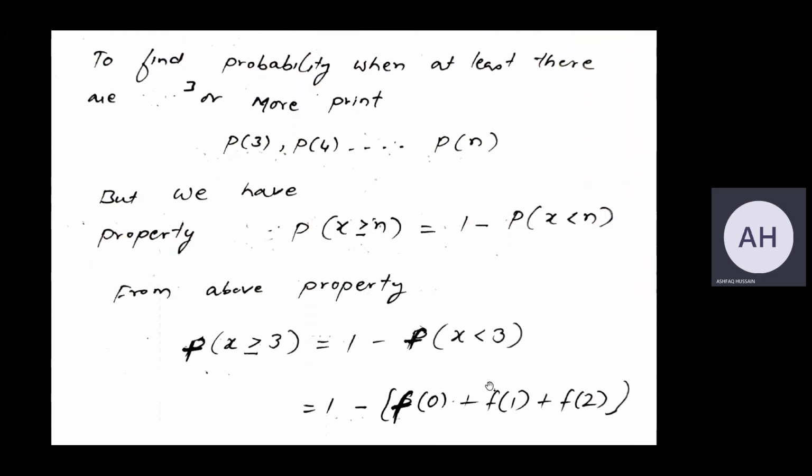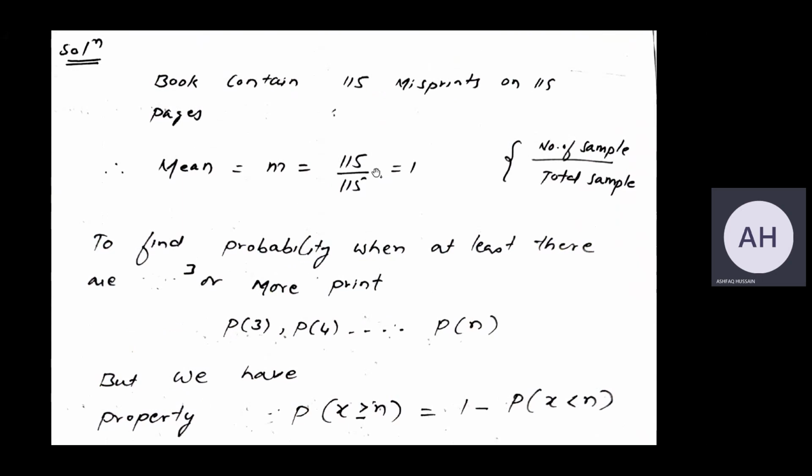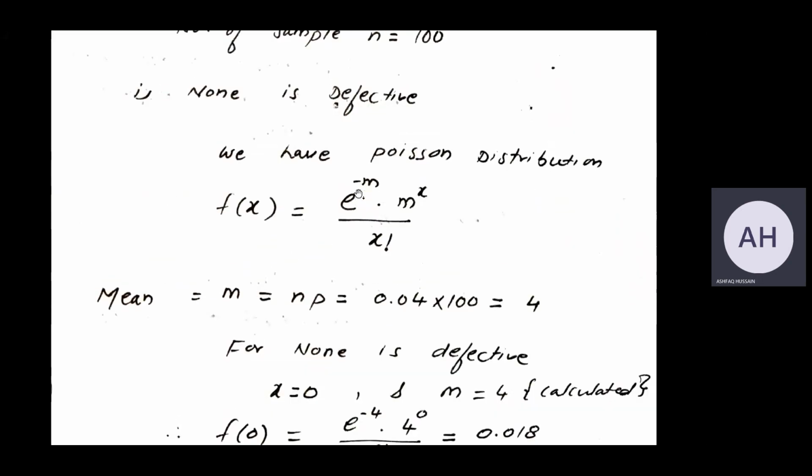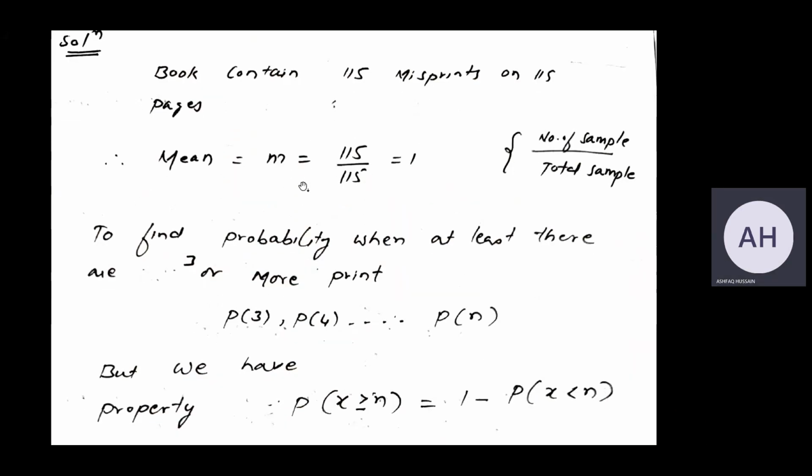Now F of X less than 3, we can say F of 0, F of 1, and F of 2. This F of 0, F of 1, and F of 2, we can calculate by using the Poisson distribution equation, that is the previous one. In this equation, for F of 1, X will be 1, for F of 0, X will be 0, and for F of 2, X will be 2. And the M value we have calculated from the given data.